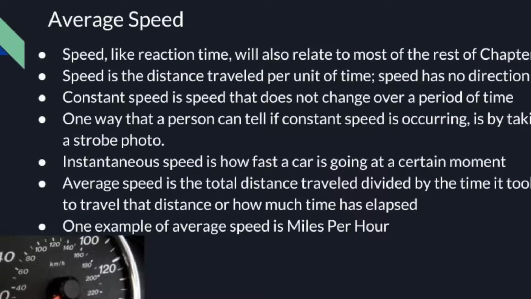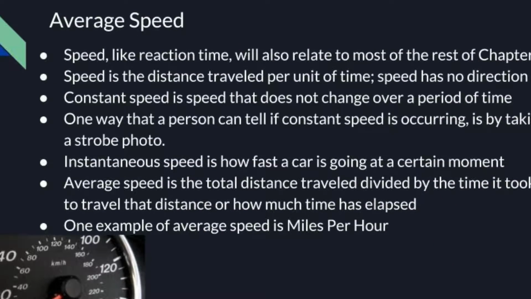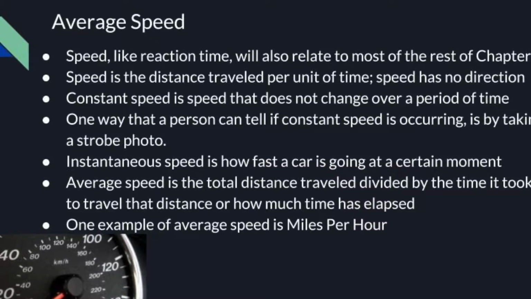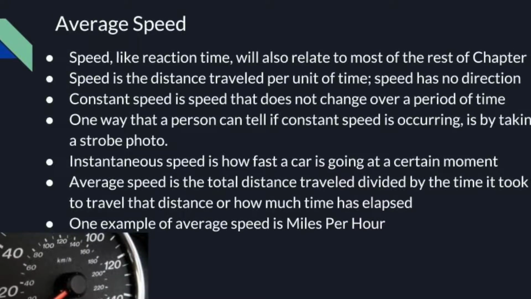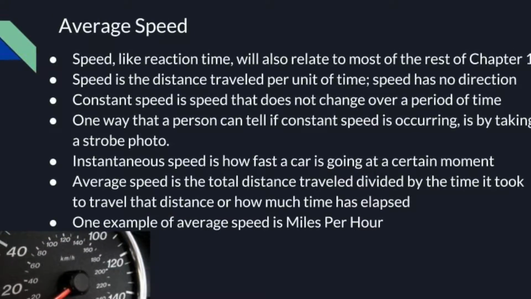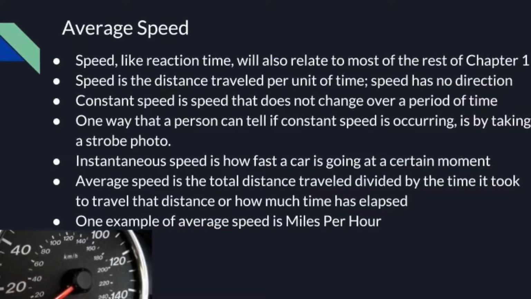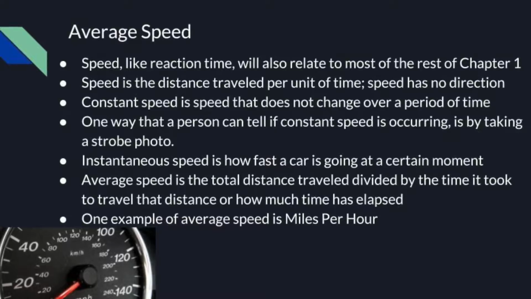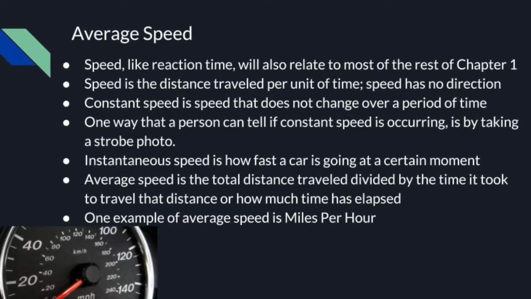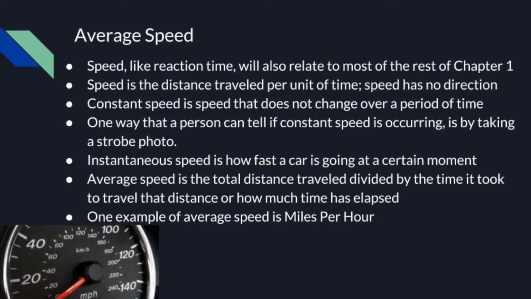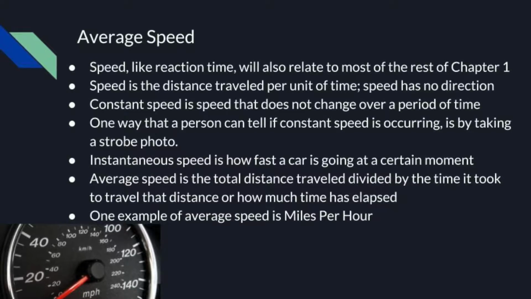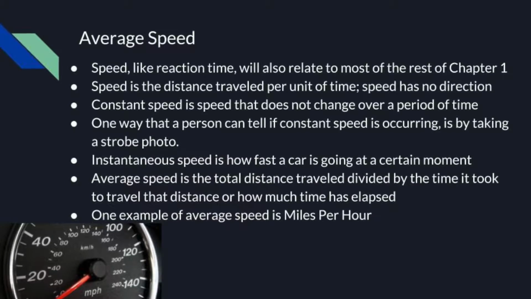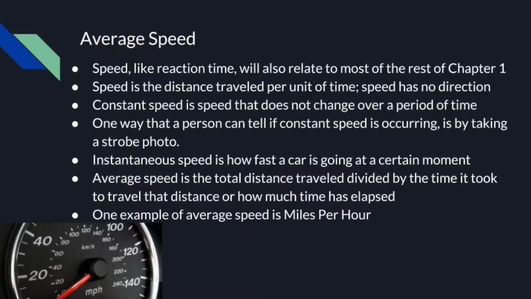Speed is the distance traveled for a unit of time. Unlike velocity, speed has no direction. There are different types of speed. One is constant speed, which is speed that does not change over a period of time. It can be seen through a series of strobe lights. Another is instantaneous speed, which is how fast a car is going at a specific time. Average speed is the total distance traveled divided by the time it took to travel that distance. Two examples of average speed are miles per hour and meters per second.